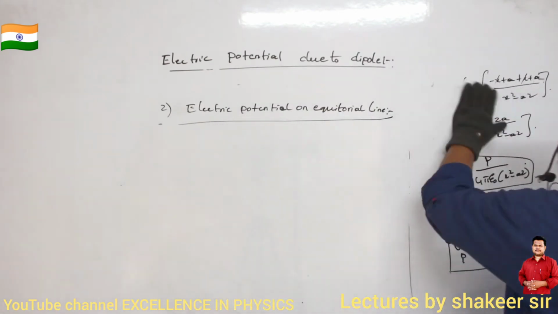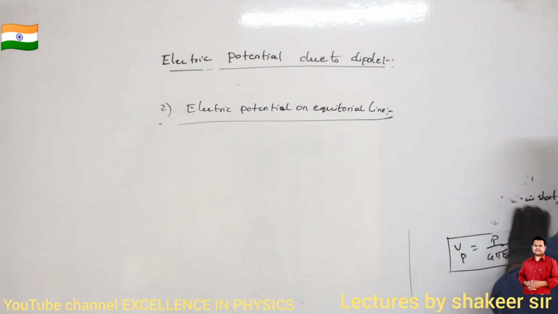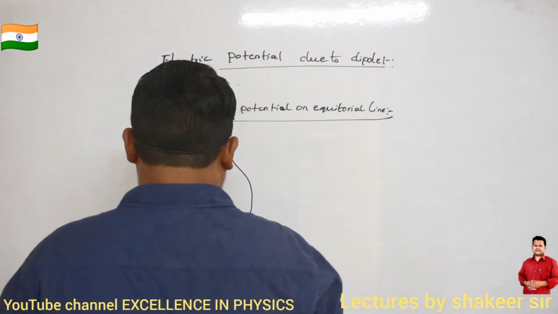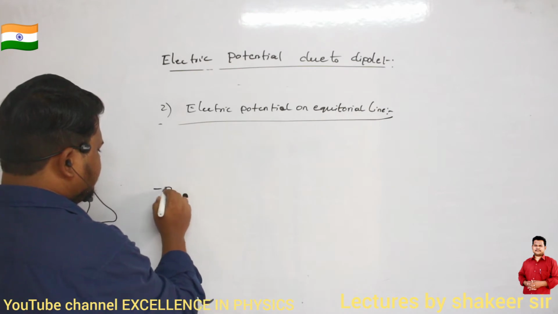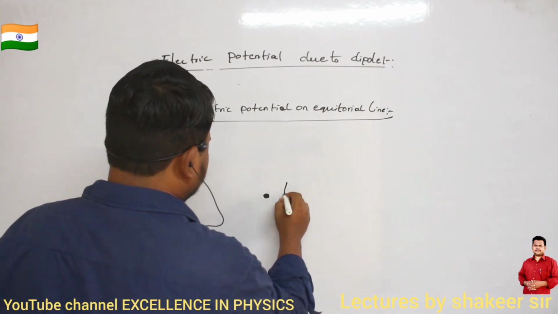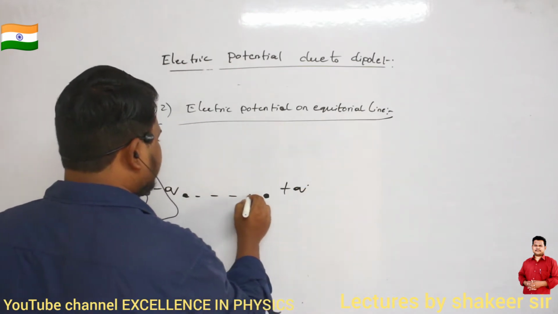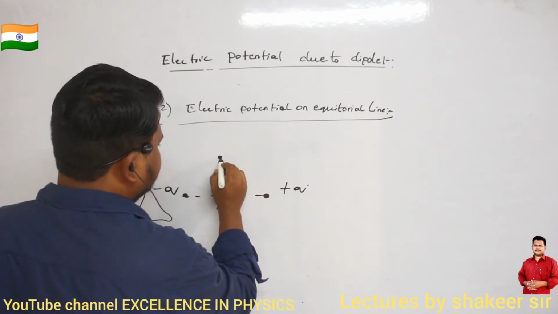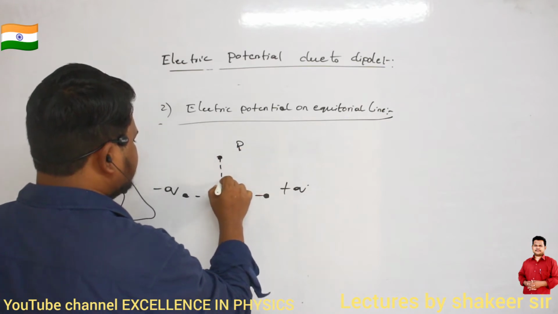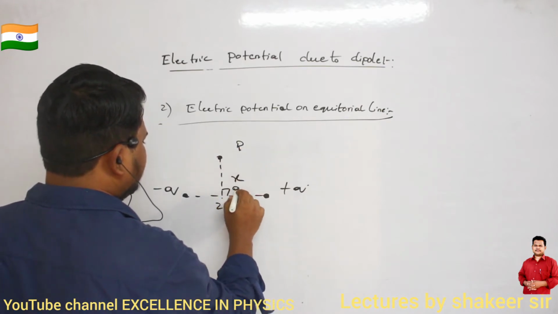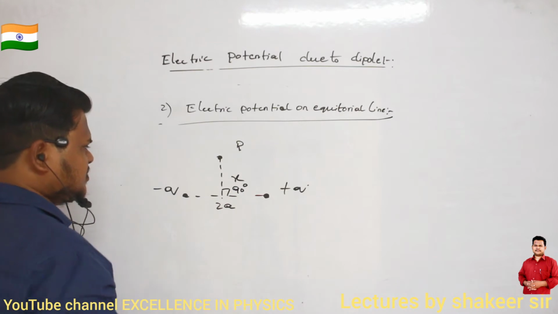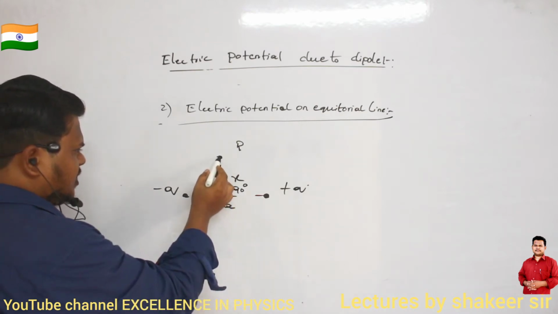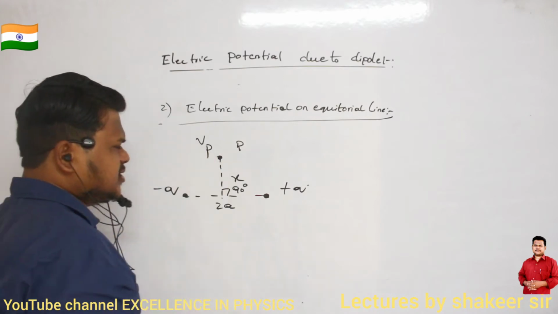So on the equatorial line, how can I calculate electric potential? Now let us see. This is the negative charge and this is the positive charge. They are separated by a distance of 2a. Here at point P, which is at a distance of x and making an angle of 90 degrees with the center of this dipole, this becomes our equatorial line, no? So on this equatorial line, at this point, I want to calculate potential.